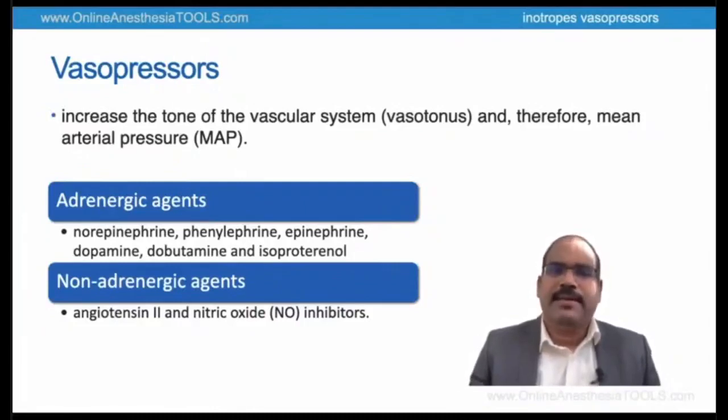Vasopressors can be classified according to their adrenergic and non-adrenergic actions. Adrenergic agents include our dear norepinephrine, phenylephrine, epinephrine, dopamine, dobutamine, and isoproterenol. Non-adrenergic agents include angiotensin II and nitric oxide inhibitors. Many drugs have both vasopressor and inotropic effects.